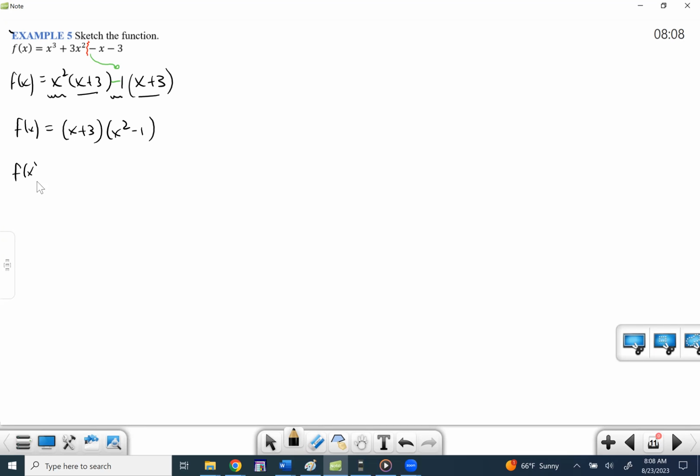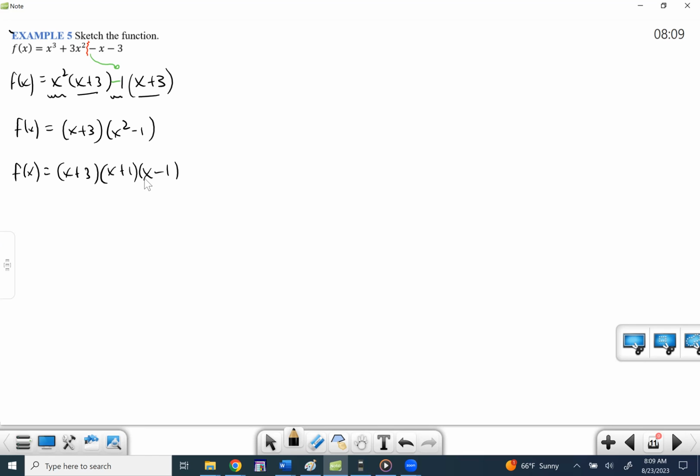Now we can go further. We see a difference of squares there, right? So that x squared minus 1 is going to be x plus 1, x minus 1. All right, so now we're ready to go in and do all of those things that we were doing, right?